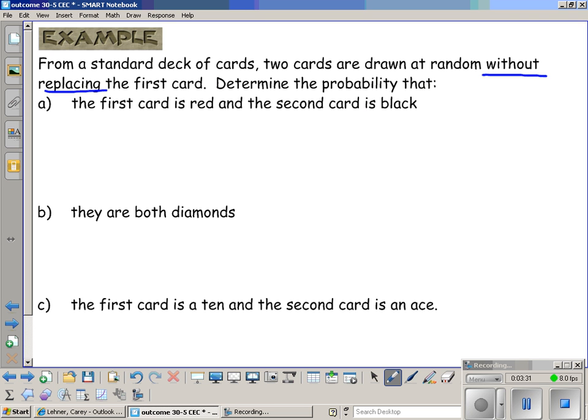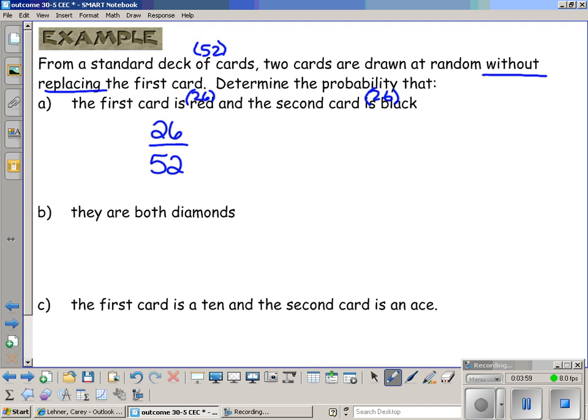Well, what we have to know is that there are 52 cards in a standard deck. There are 26 that are red and there are 26 that are black. So we do need to know that information. So let's start with our first card. First card is red. What's the probability of that occurring? 26 out of 52. 26 red out of 52 cards.